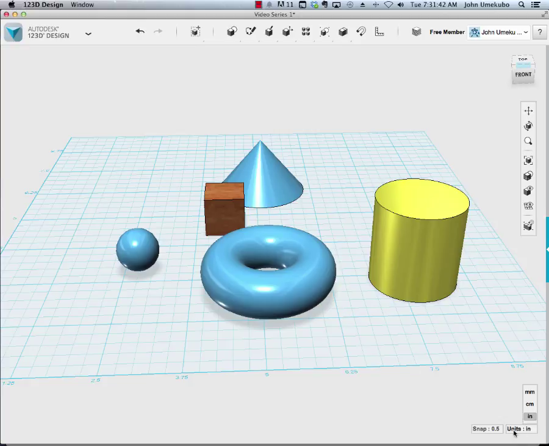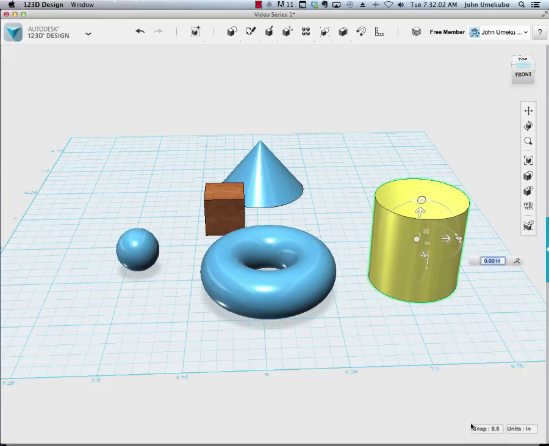So the unit of measurement indicates what's on the grid, and it'll also indicate when you're clicking on an object and you're looking to move it, you'll see that the units inside the object itself are always also based on that same unit of measurement.